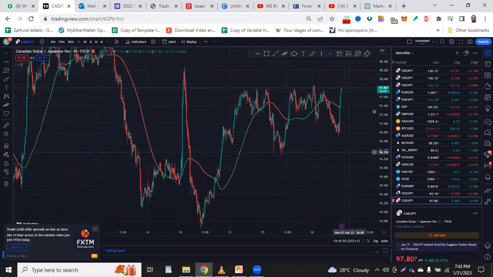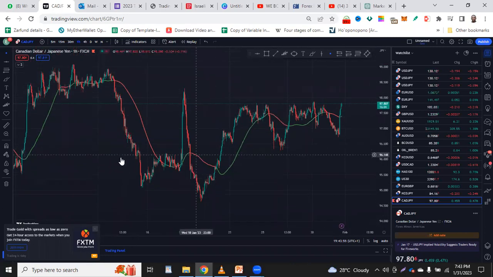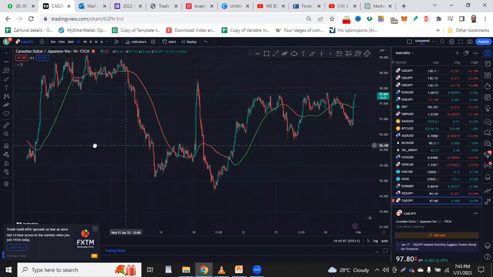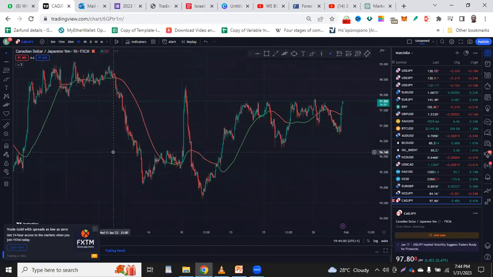We said market structure shows us what's happening on the chart. What is going on in this chart, for example? That's the question we ask ourselves when we come onto a chart.